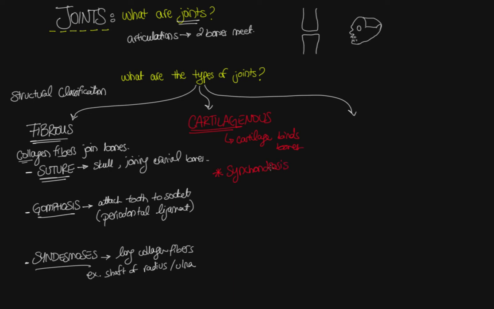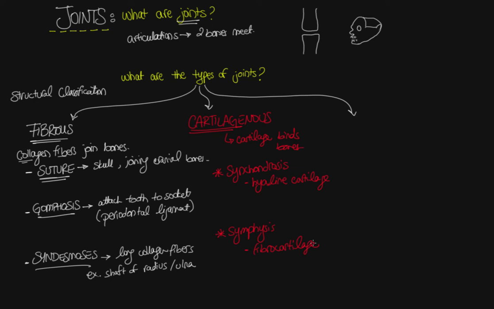And this synchondrosis, what differentiates it from the second type, which is called the symphysis, is that they have different types of cartilage binding the bones. In the synchondrosis, it's actually hyaline cartilage linking the two bones, versus in the symphysis, it's going to be fibrocartilage. So the type of cartilage binding the bones is going to determine whether it's a synchondrosis or a symphysis cartilaginous joint.